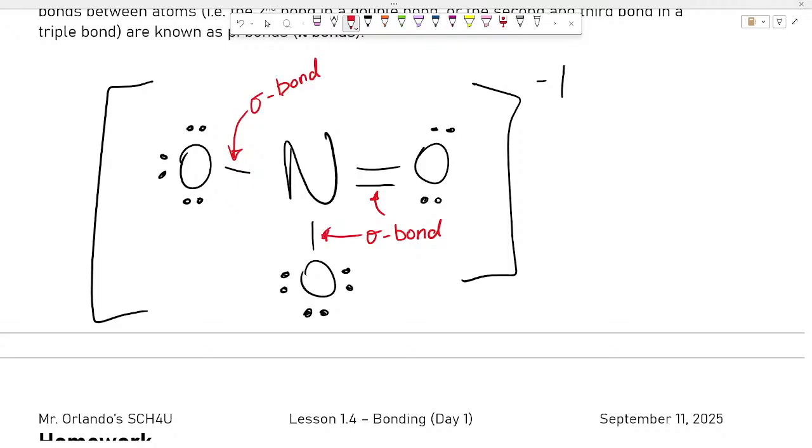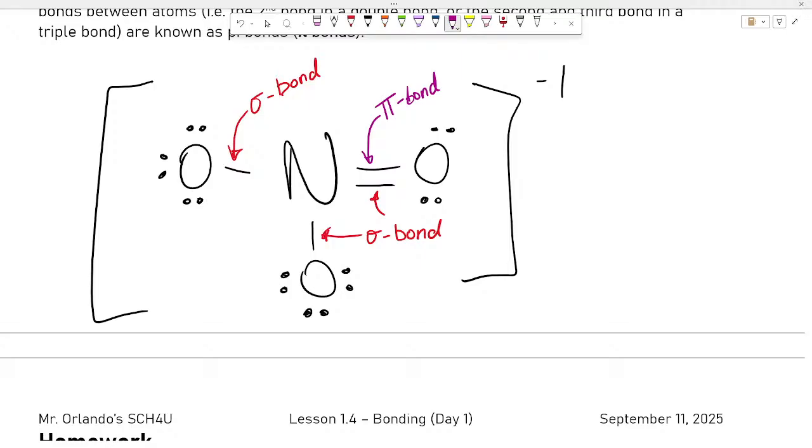Does that make sense? This NO double bond has two different types of bonds. The first one is called a sigma bond, right? And then the second bond between them is a different type of bond. And we call it a pi bond. Now, sigma and pi might give you a sense of what kind of orbitals are involved. I don't know. Anyway, I'll let you think about that. But sigma bonds and pi bonds. All right?